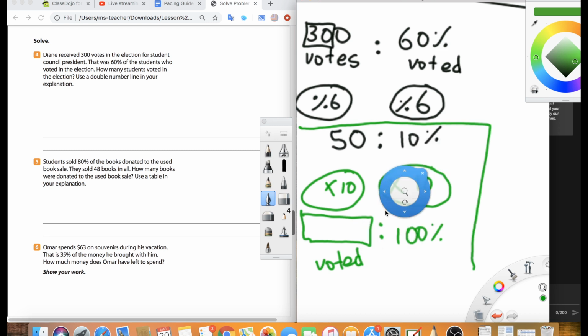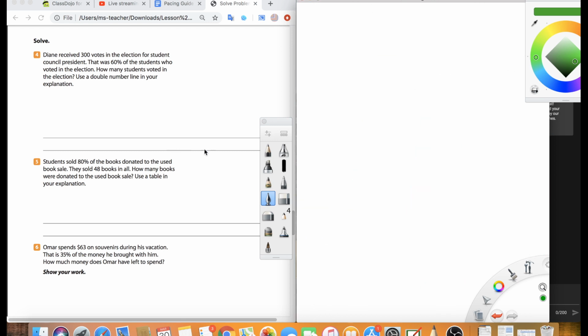Now let's go to number 5. Number 5 says, students sold 80% of the books donated to the used book sale. They sold 48 books in all. How many books were donated to the used book sale? Use a table in your explanation.